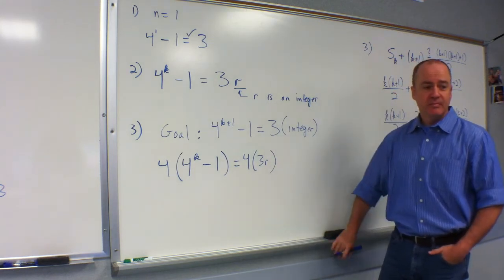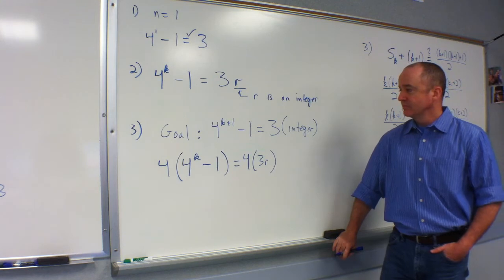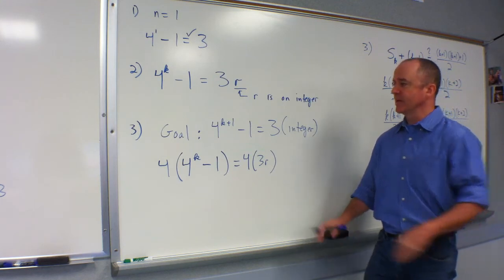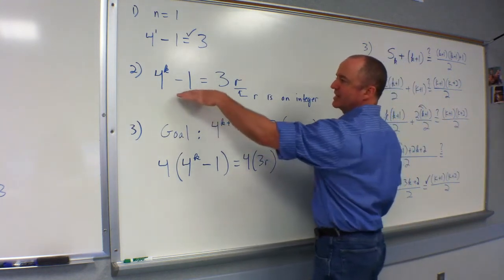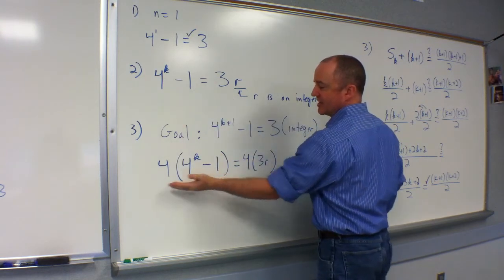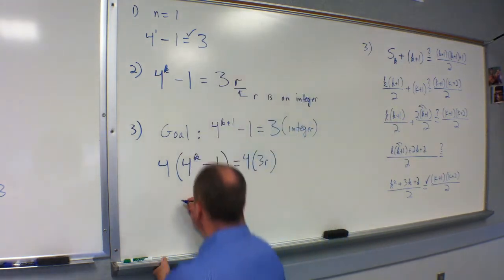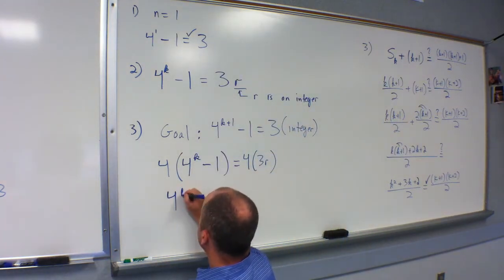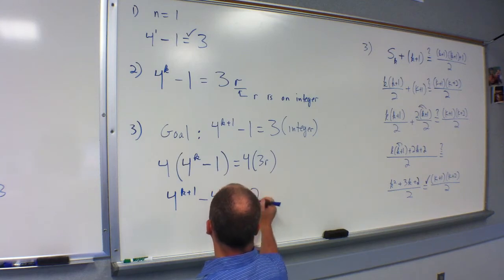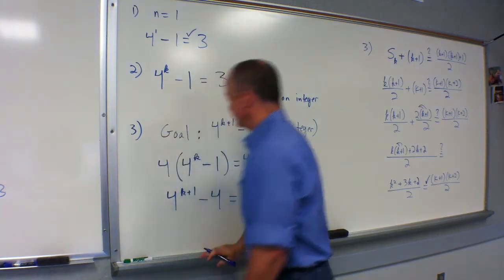Wait, so you no longer need the plus 1 because you multiply by... Well, it's the same thing. Okay, this is my goal. Now I'm going back to this statement and seeing if I can change it into this. Okay. Now this is going to get me 4 to the k plus 1 minus 4 equals 12 times r.